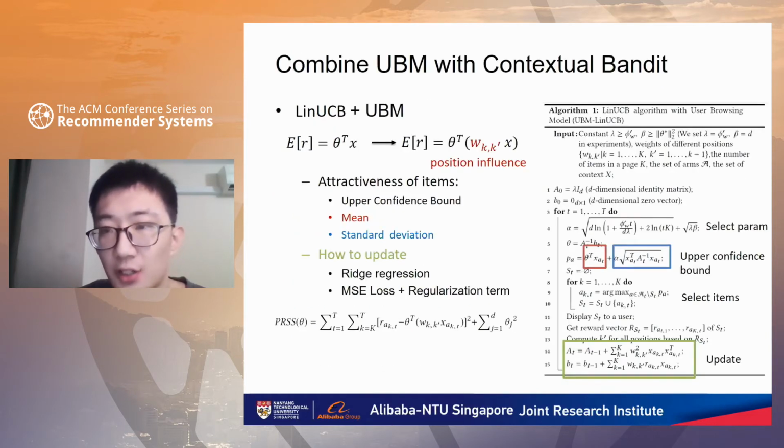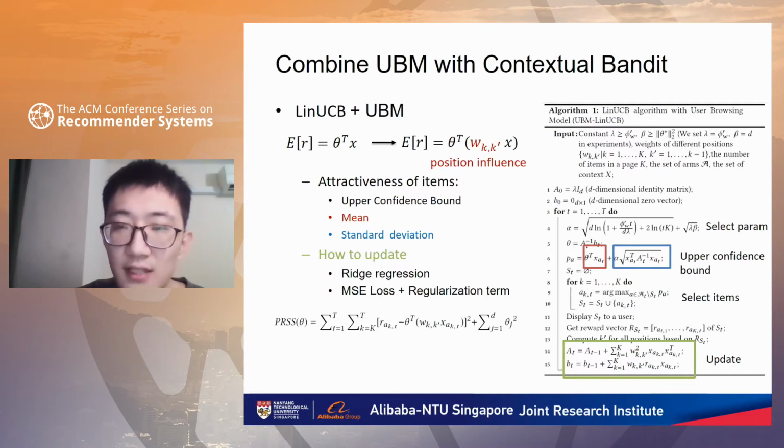Then we combine the UBM with LinUCB, which is a popular bandit algorithm. Our algorithm has four key parts: select parameter, compute upper confidence bound, select items, and update. LinUCB uses the upper confidence bound to estimate the attractiveness of an item, which is mean plus a standard deviation. To obtain estimates of the mean and deviation, we use the online version of ridge regression, whose objective is to minimize the loss function, which is an MSE loss plus a regularization loss.